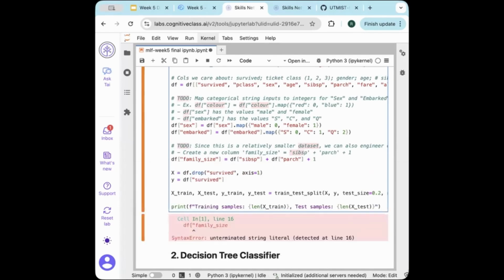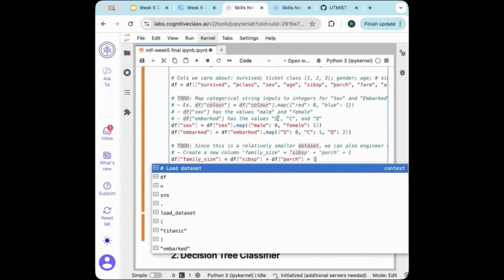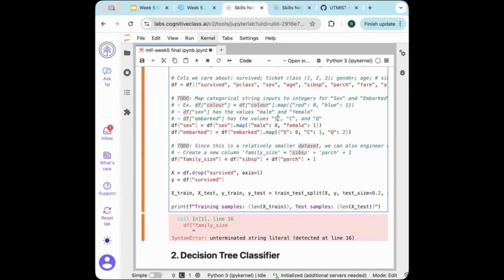And I'm gonna add 1 here. And the reason that I'm adding 1 is because the family size includes the first column, the number of siblings plus spouses, right? The second column, the number of parents plus children. And the 1 is for yourself. So your family consists of yourself plus all these people. So this is the new column that we have.